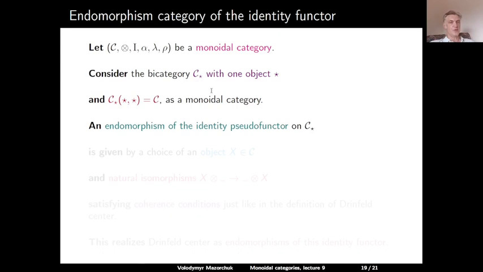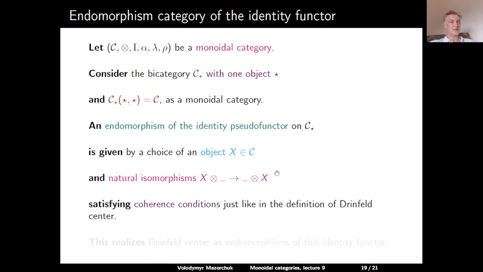An endomorphism of the identity pseudofunctor of this bicategory C star is given by a choice of an object in C and the natural isomorphism from tensoring with this object on the left to tensoring with this object on the right, which satisfies exactly the same coherence conditions which we see in the definition of the Drinfeld center. And this realizes Drinfeld center as the endomorphism category of the identity functor, which makes one more parallel with this property that the center of the ring is isomorphic to the center of the category of the modules over that ring.